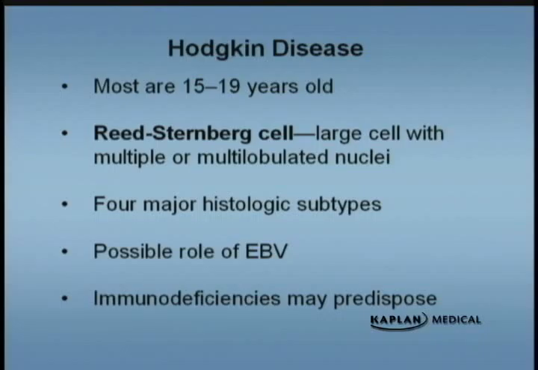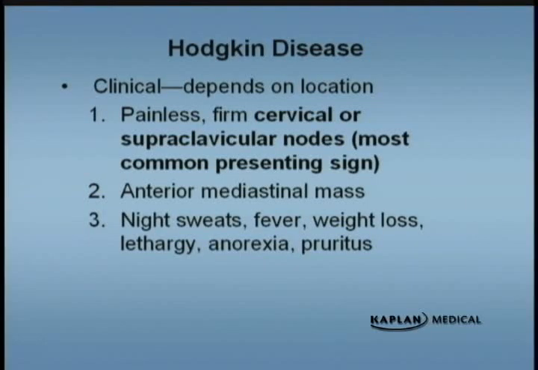Please remember word association, the Reed-Sternberg cell. That is a characteristic pathologic finding. It's a very large cell with a multilobulated nucleus. There are four histologic subtypes. I really don't think they're going to get into those on the exam. They want you to know what signs and symptoms are and what tests you should order. Sometimes EBV, Epstein-Barr virus, is associated. It's a higher association with the non-Hodgkin's, however. And patients with immunodeficiencies may be predisposed to developing Hodgkin's disease.